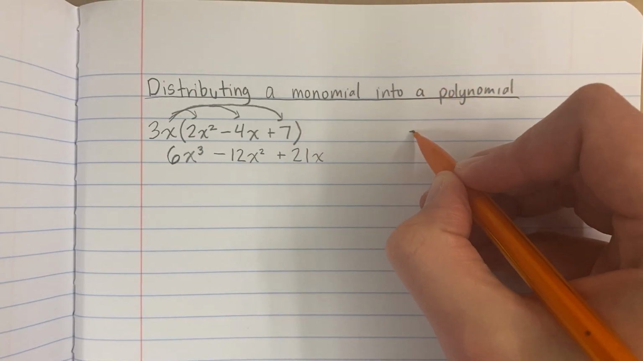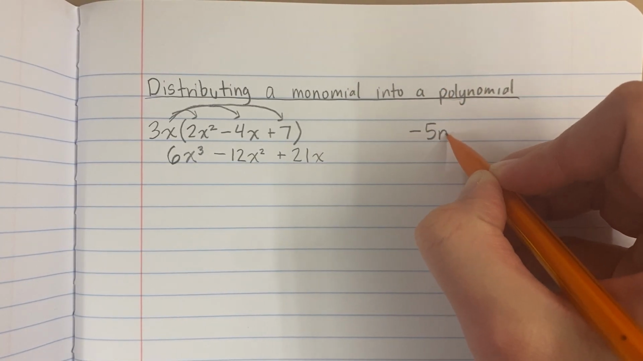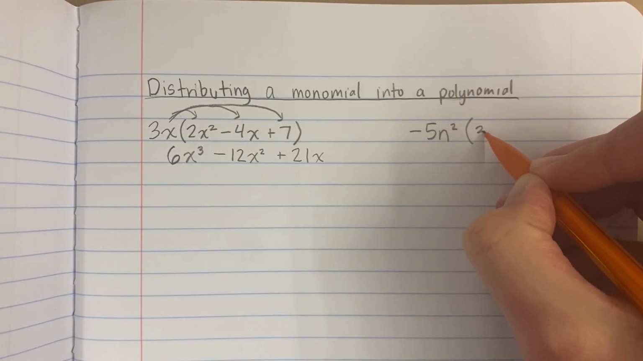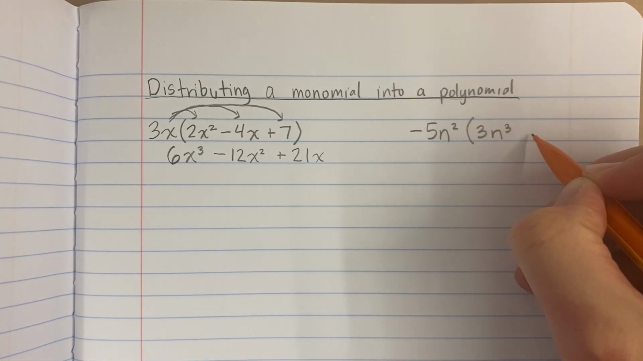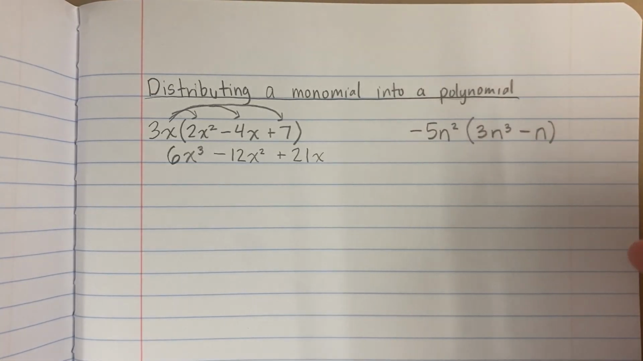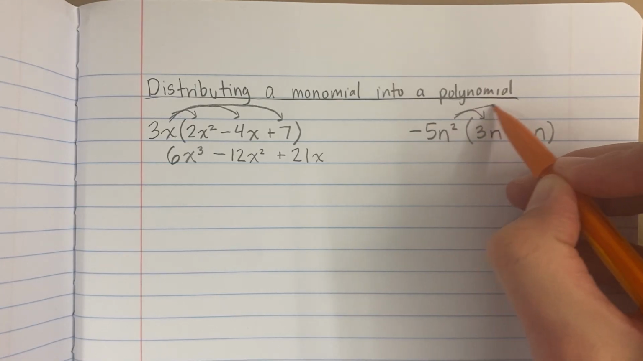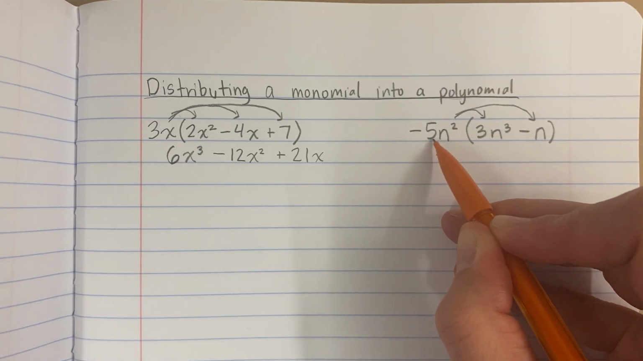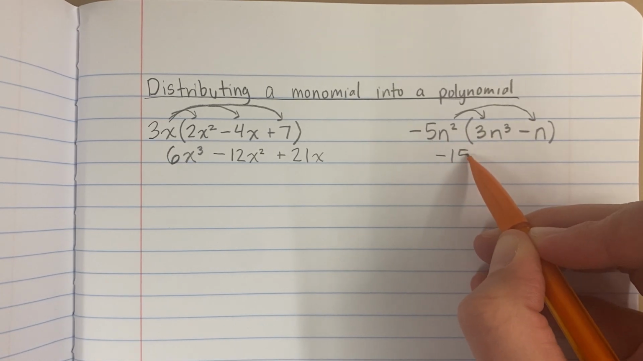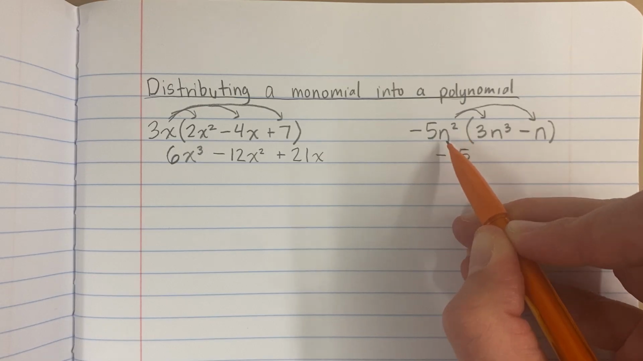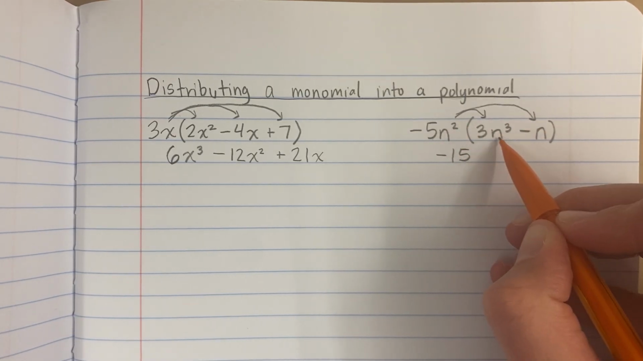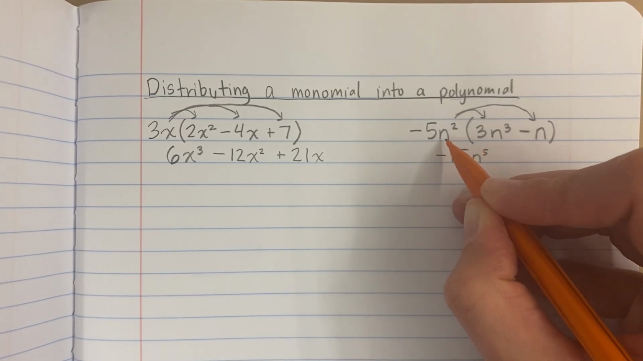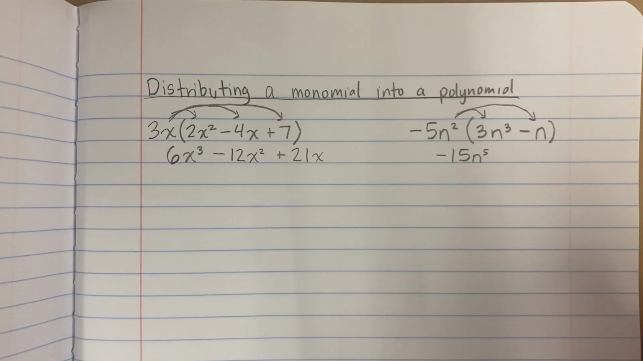Here's another example. This time my monomial is negative. I'm multiplying negative 5n squared into 3n to the third minus n. Okay, so again, I'm distributing, so I'm going to multiply, multiply. Negative times positive is negative. 5 times 3 is 15. N times n times n times n times n is n to the 5th, right? There's 1, 2, 3, 4, 5 n's being multiplied.